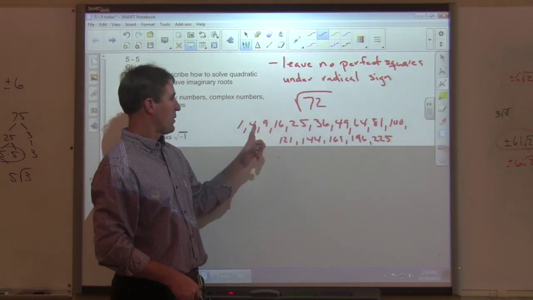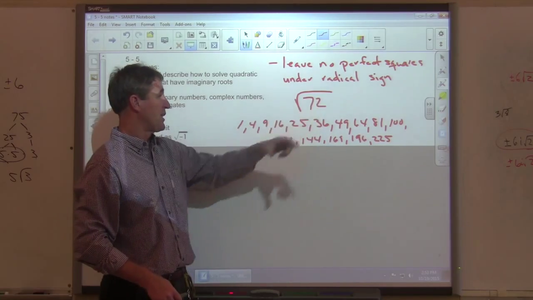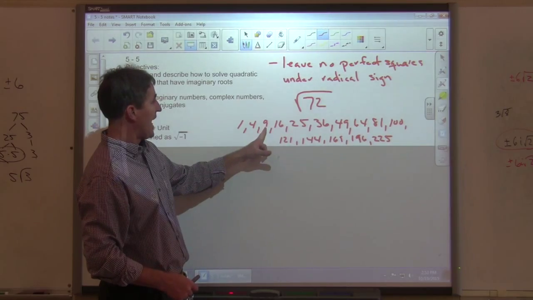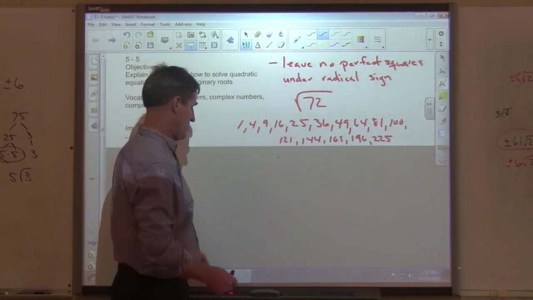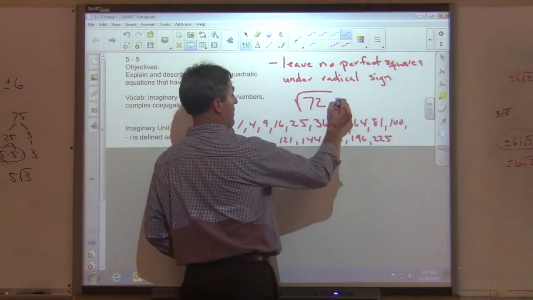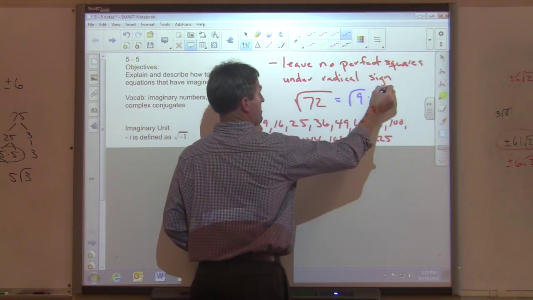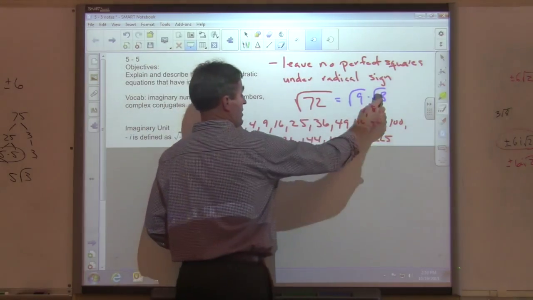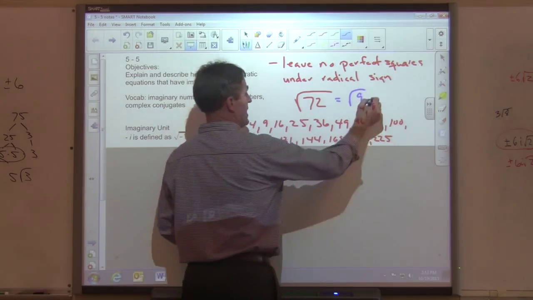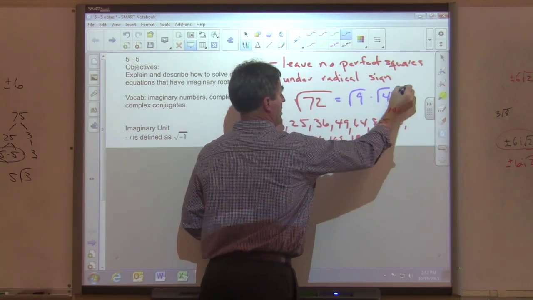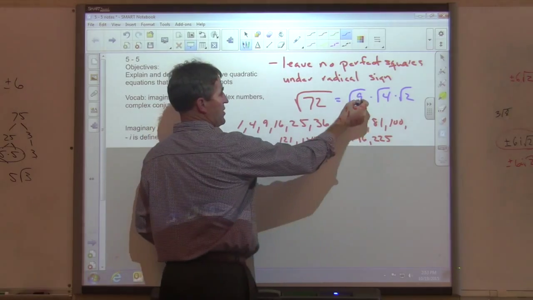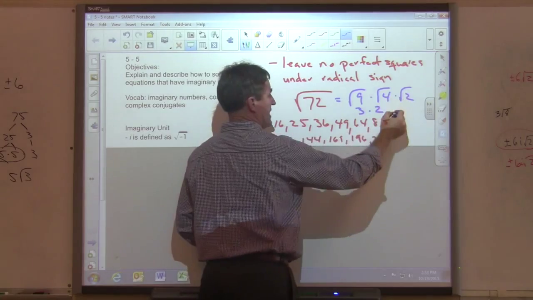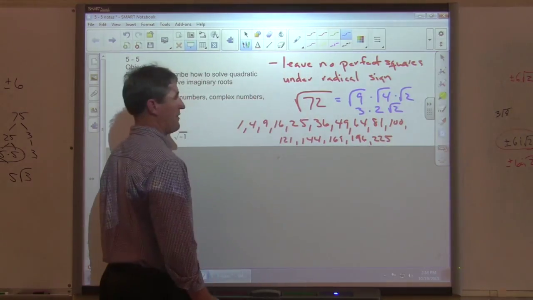But you have to look and say, okay, what's the biggest perfect square that goes into 72? There's a couple ways you can do it. You can go through and say, well, 9 goes into 72 8 times. So the book would do it this way. They would write it as the square root of 9 times the square root of 8. But the square root of 8 has a 4 in it, and 4 is a perfect square. So I can break that into the square root of 9 times the square root of 4 times the square root of 2. Now the square root of 9 is 3, the square root of 4 is 2, and we can't take the square root of 2, so we have that.